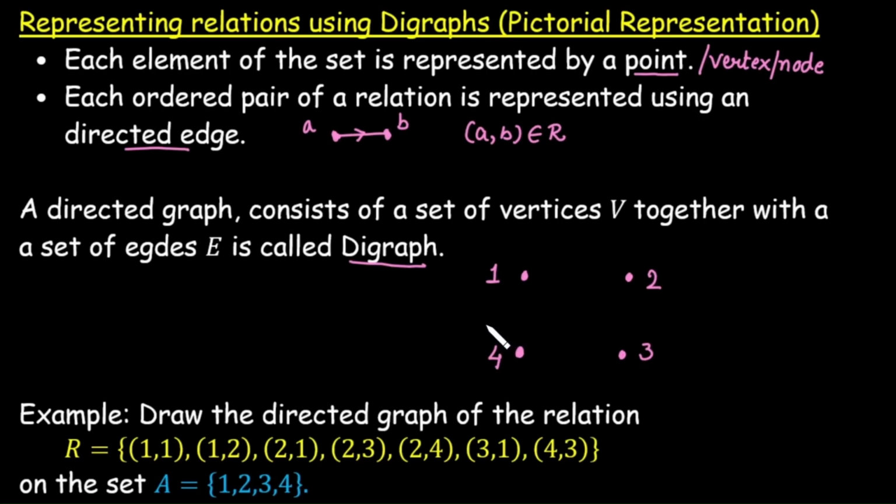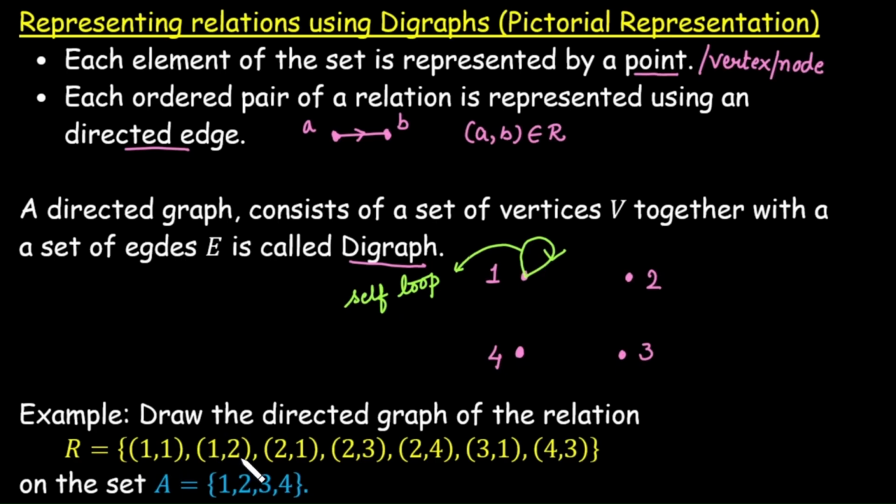Now we need to draw the edges as per the relation. The first ordered pair we have is 1, 1. It means 1 is related with 1. As per the edge, we need to start an edge from 1 and end it at 1. Put the direction on it. This is called a loop, or a self loop. An edge that starts and ends at the same point is called a self loop. Due to this ordered pair, we are getting this loop.